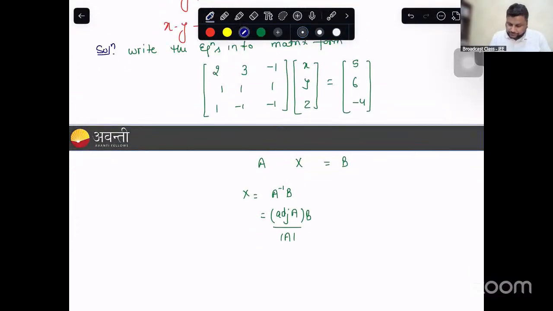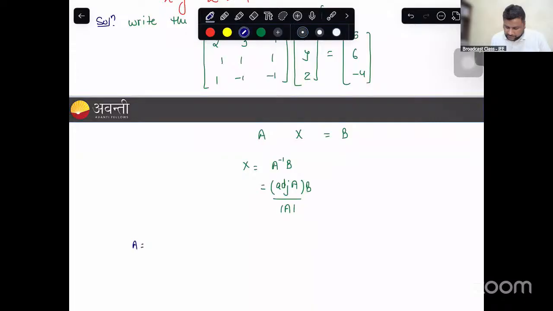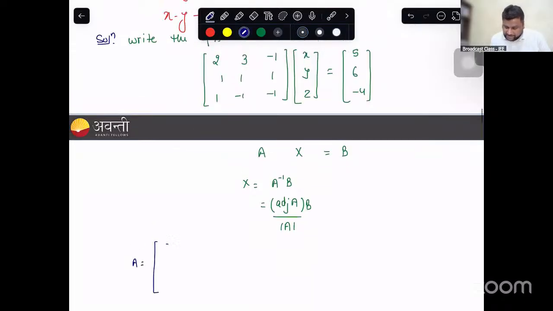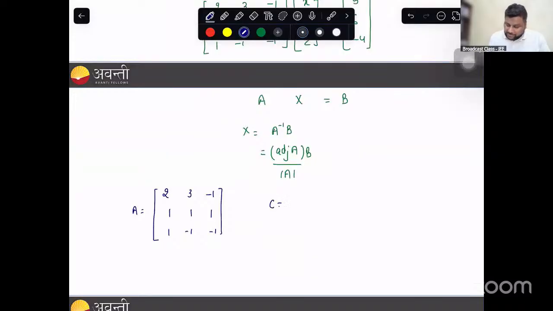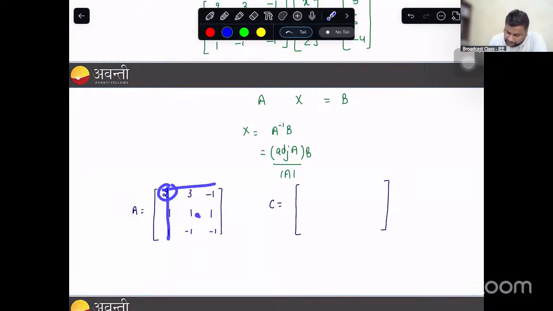Now, matrix A that I have is 2, 3, minus 1, 1, 1, 1, 1, minus 1, minus 1. First of all, I'll make a matrix whose entries are the cofactors of this matrix. All right. So let's find the matrix first. Cofactor with respect to 2: this is gone, this is gone. This is 1, minus 1. This is plus 1. So cofactor is 0.